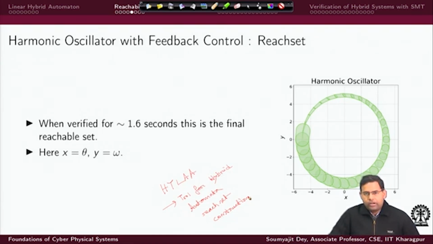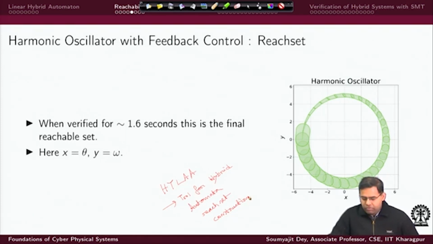Okay, and there are several other tools in this domain which do reach set construction, formal verification, and all this stuff. This is just one very simple to use tool. If you have a Python interpreter on your computer, you can just download and install and run this thing and get a check. So, you can check what the final reach set is here.